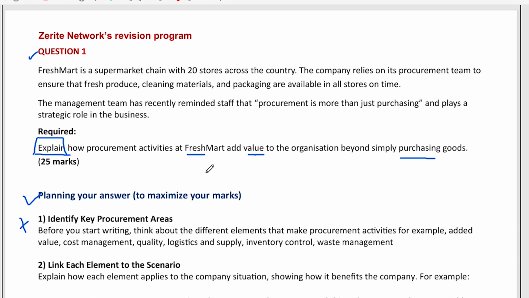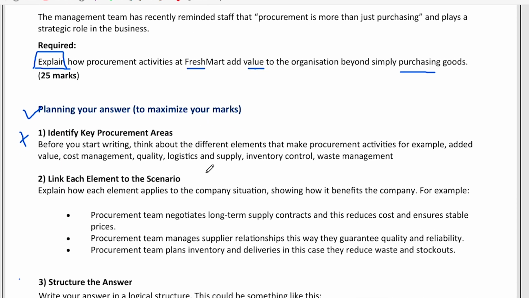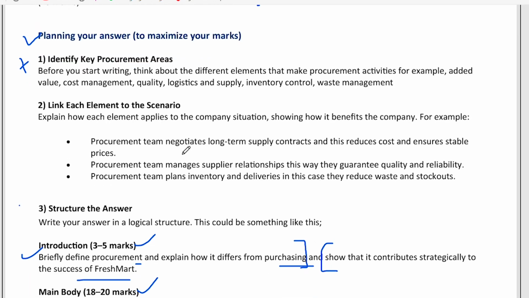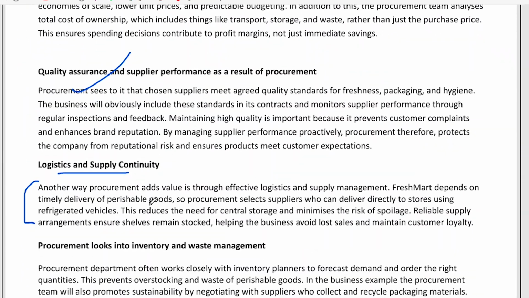So they didn't just say explain how procurement activities at Freshmart and then leave it that way. If you compare this to the other question, that one was just, this is the problem we have in our hospital, and then how will operational procurement help us to solve those problems? In this case, they are insisting on value. So you talk about something like logistics. Another way procurement adds value is through effective logistics and supply chain management.